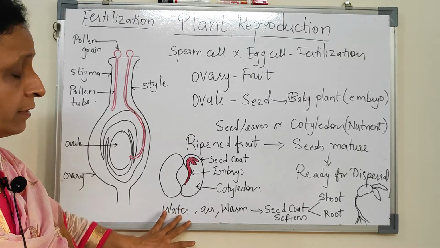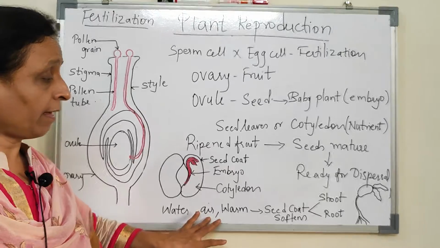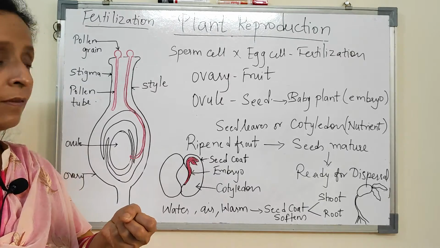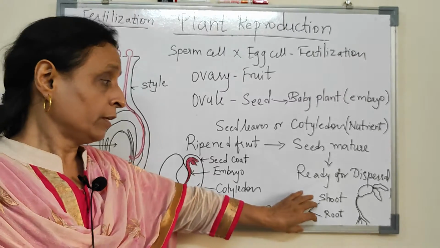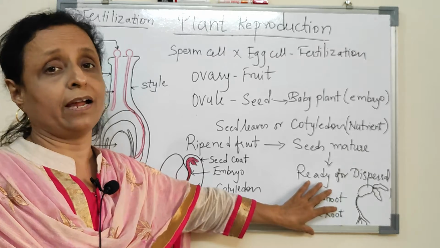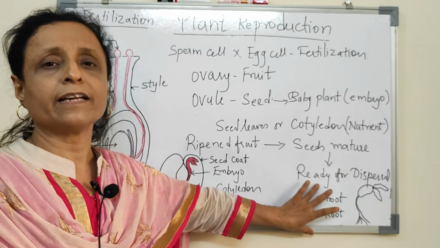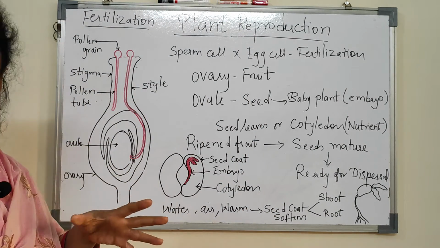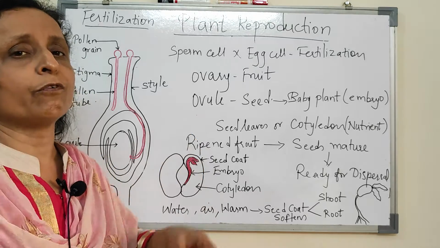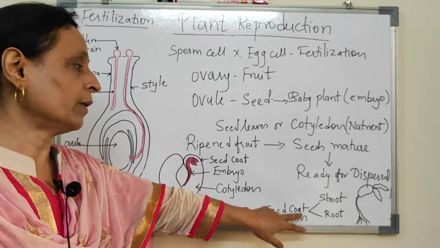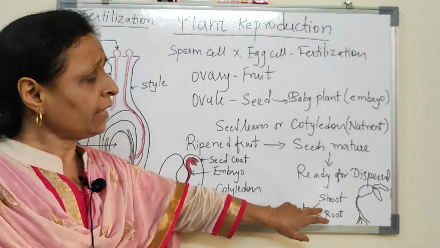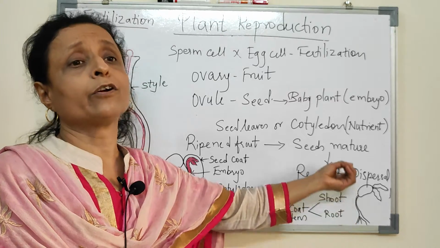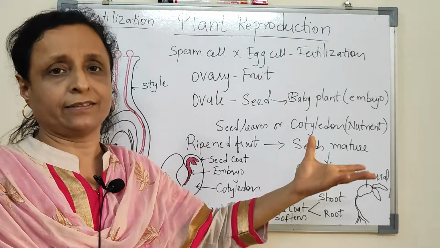But as soon as it gets water, air, warmth, the seed coat will soften and it will give out the shoot and root. And as soon as the shoot develops green leaves, it does not need cotyledons. Cotyledons will shrivel, fall on the ground and disappear. And the plant will give out roots, it will germinate and then grow into a new plant.